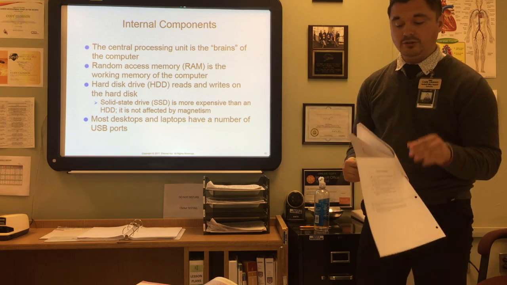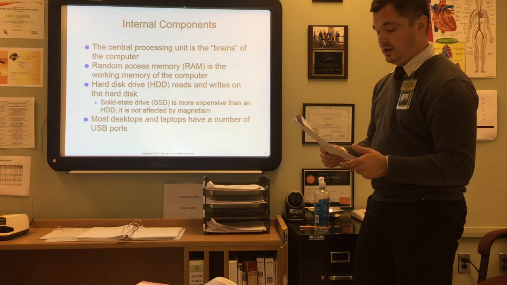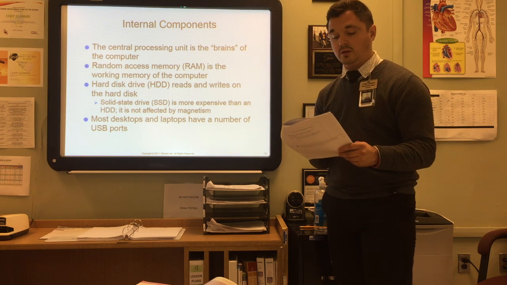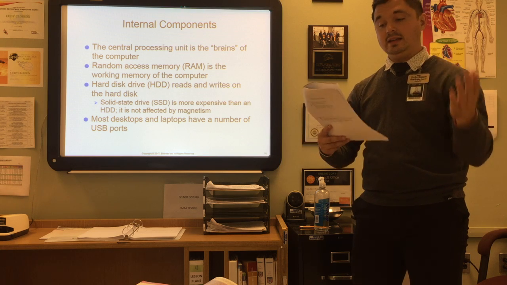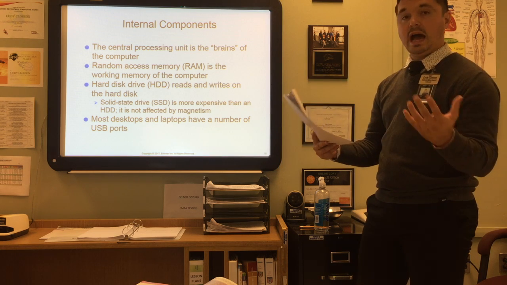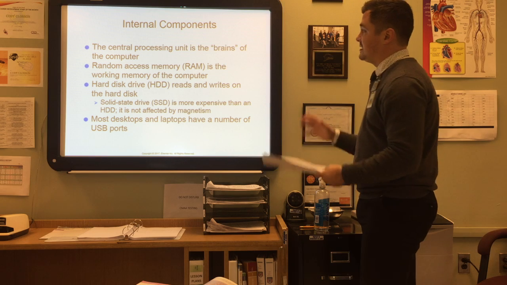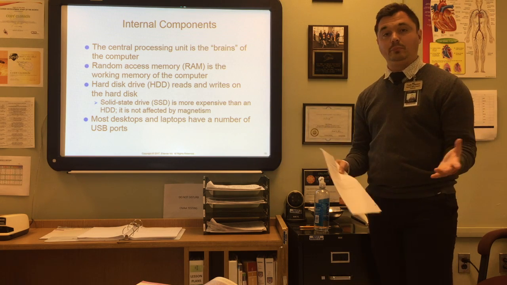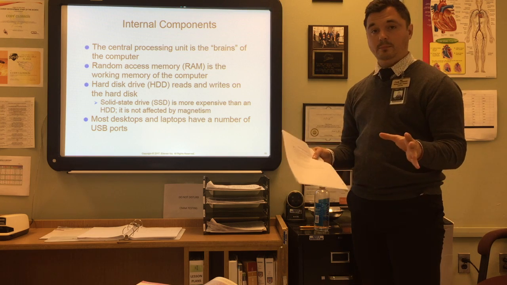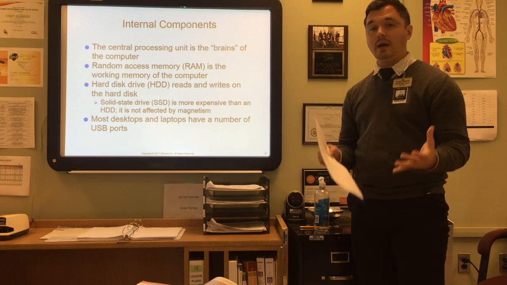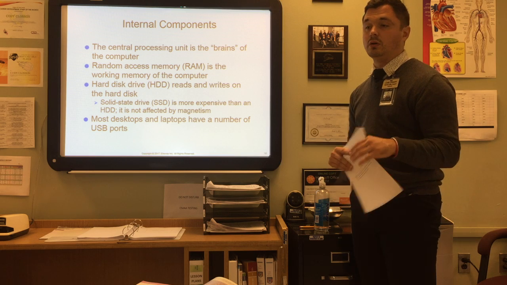So let's get into the internal components a little bit of the computer here. So for a desktop computer, the internal components are found in the tower or the case. It's what your screens are sitting on. That is the tower or the case, okay guys? So the central processing unit is also known as the brains of the computer. And then you have random access memory, or a RAM, okay? And that is the working memory of the computer. So that's where you store all your data.